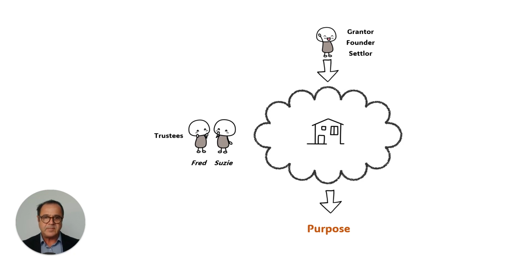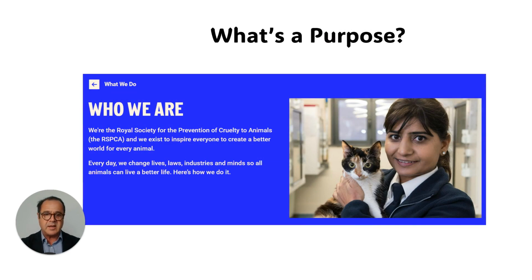What is a purpose? So I'm starting that discussion by looking at this extract, which is a screen capture from the website of the RSPCA, the Royal Society for the Prevention of Cruelty to Animals, which in the UK is the main animal protection charity. It's a charity. A lot of charities are structured as trusts or something like trust. The RSPCA, I think, is something like a trust. It has trustees. It does not exist for the benefit of people. It exists for the purpose. And in this case, the purpose is that we exist to inspire everyone to create a better world for every animal. So I think that's a fantastic purpose. So that's an example of a purpose.